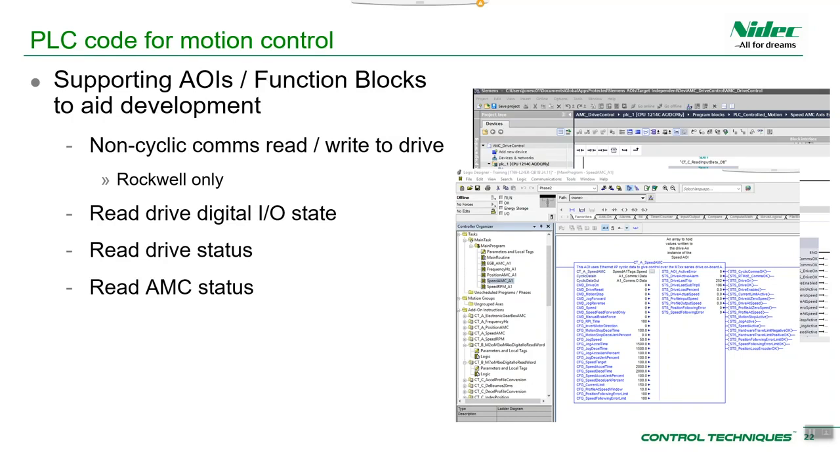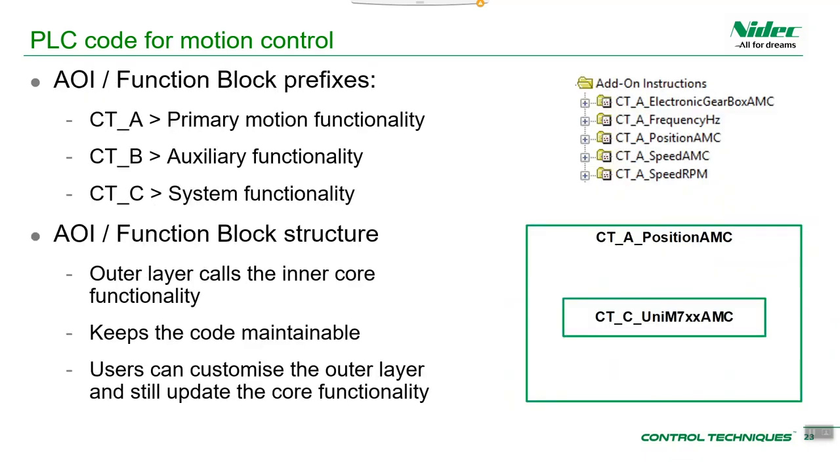There are a certain number of supporting function blocks to help you build a system. For the Rockwell environment, we've got non-cyclic comms read and write blocks, so that instead of using cyclic communications which have a fixed destination, you can direct non-cyclic comms to any parameter you like within the drive to receive parameter information, for example, at any point in time rather than cyclically. But for all of the PLCs, we've got dedicated digital I/O read function blocks, drive status function blocks, and AMC status function blocks if those items are useful to you.